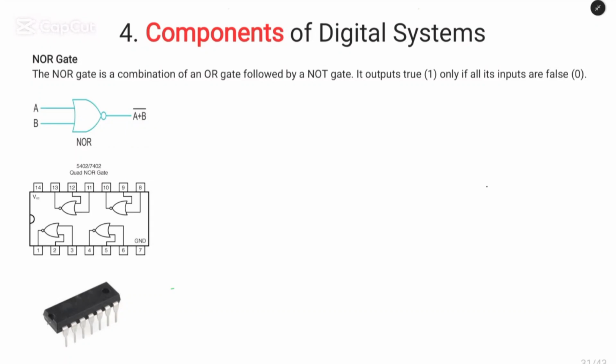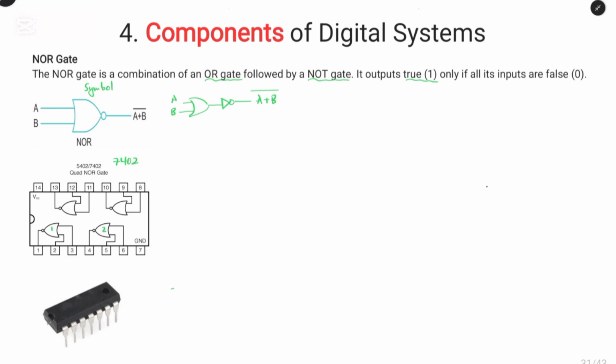Now we will move on to the NOR gate. A NOR gate is defined as a combination of OR gate followed by a NOT gate, and its output or the response is true only if all its inputs are false. We previously looked at the OR gate. We have inputs A and B, and it is now followed by a NOT gate, which gives us A plus B, inverted. And the simplified symbol is given here, and the chip can be identified as 7402 package.